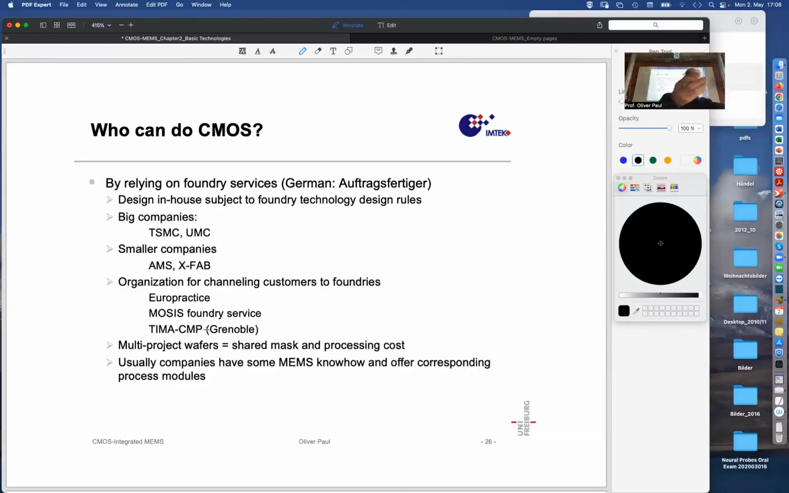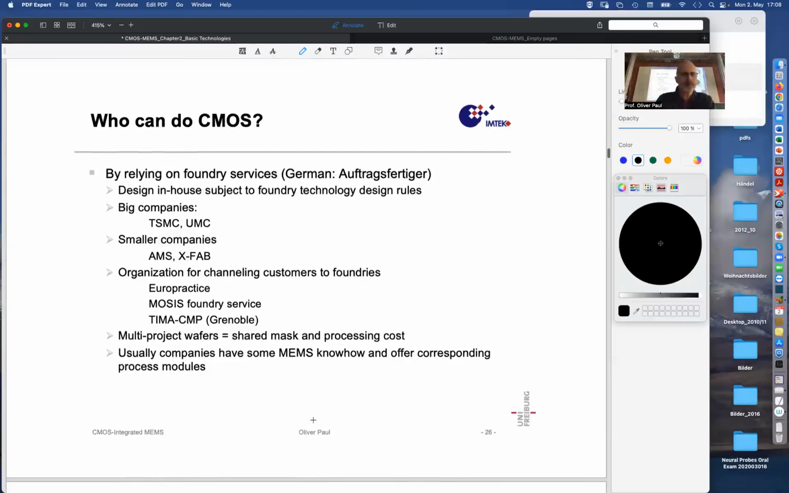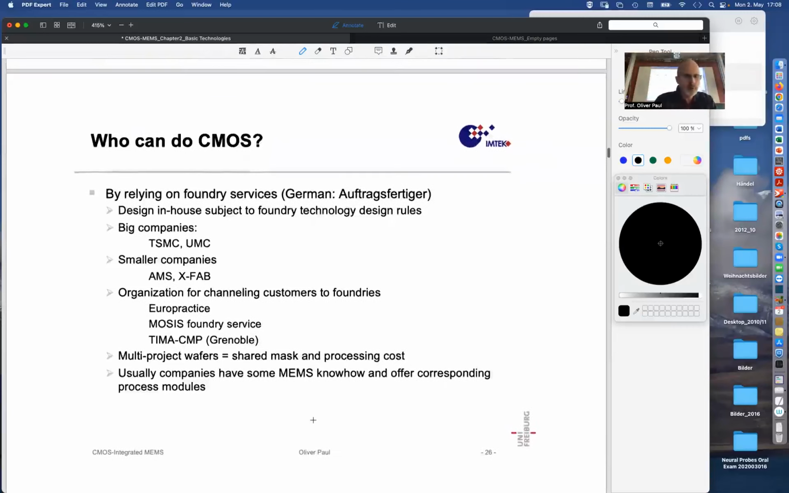And then they get the designs, they arrange the whole thing, they send it to X-FAB, and X-FAB sends back the chips, and then the chips are distributed by the service provider. Yeah? So we have done both.